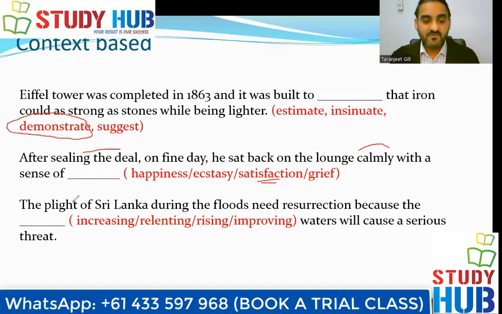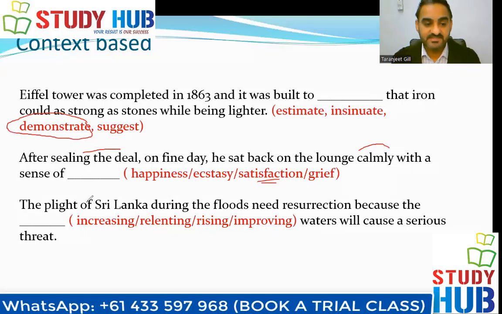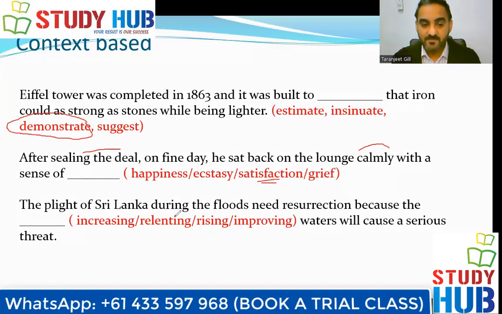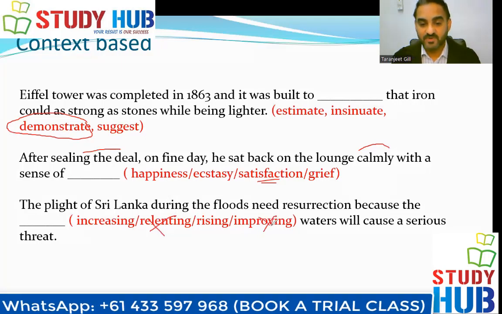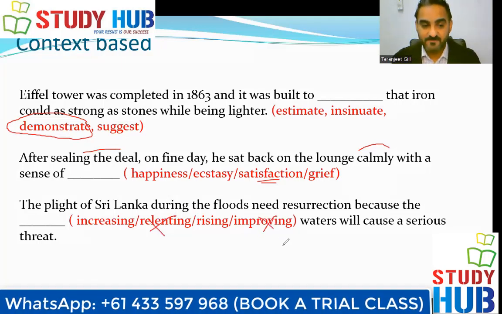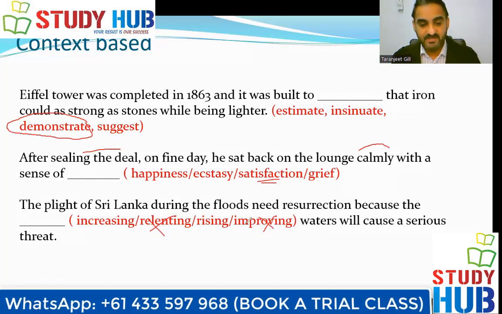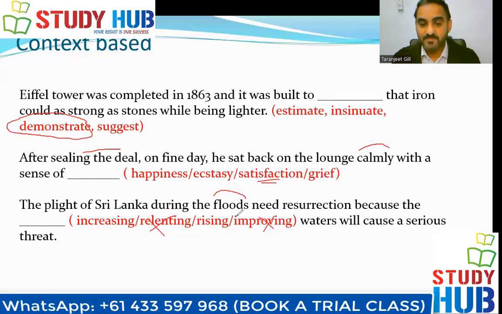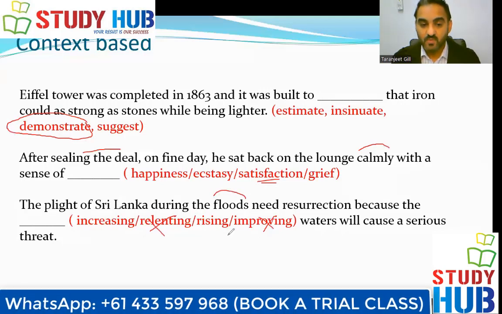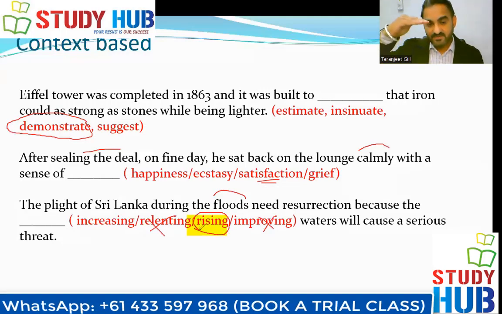Next one. The plight of Sri Lanka during the floods needs dash because the dash waters will cause a serious threat. In this case, I'm going to eliminate relenting. I'm also going to eliminate improving, because the context over here is negative. So we can say increasing waters, or we can say rising waters. Again, you're looking at a verb or adjective. What type of word will you need in here? You're talking about floods. What happens during the floods to water levels? Water level will rise. That activity is called rising.